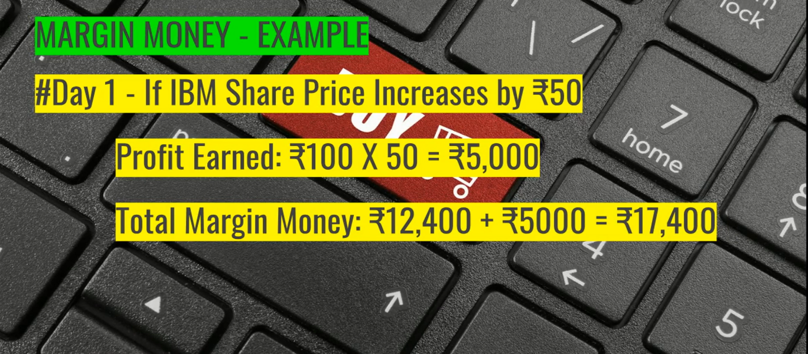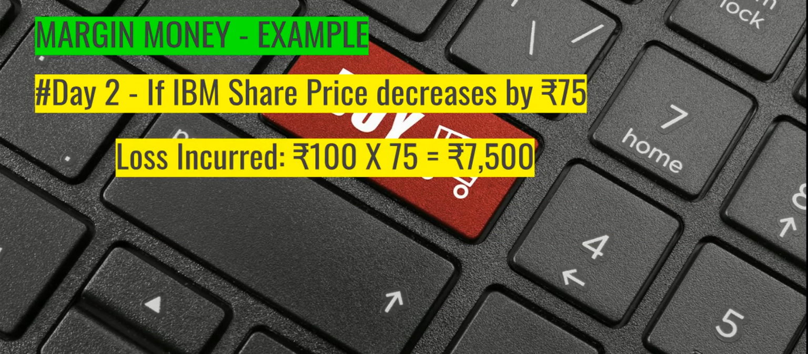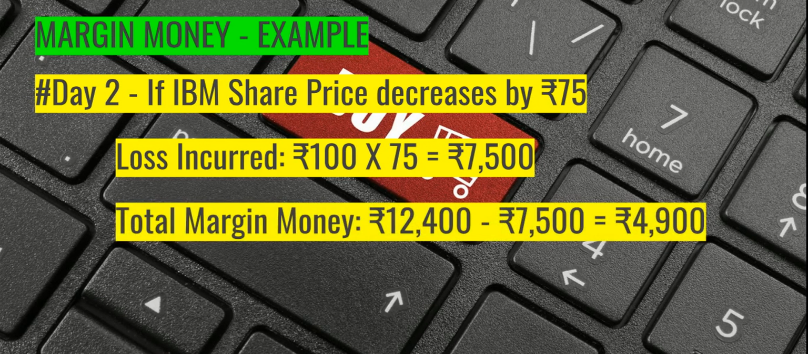This is all good. But let's say on day two, for that matter, the price decreases by 75, and we're gonna keep it that way itself. At that point in time, 100 is the number of shares you bought. 75 rupees is the loss. 7,500 is the overall loss incurred. Let's say the margin money, you keep it at 12,400. At that point in time, your margin money is now at a level of 4900 rupees.